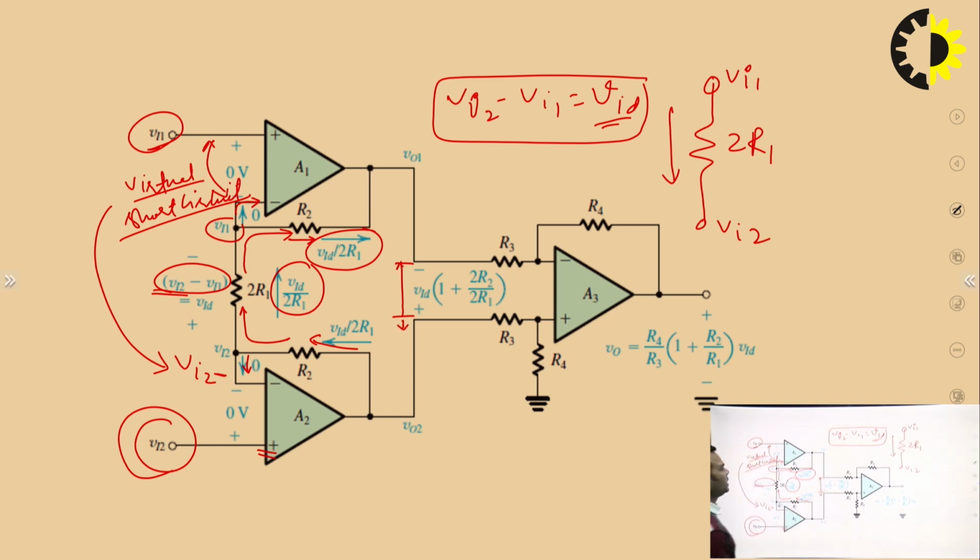If I am considering the output of this amplifier as VO1 and the output of this amplifier as VO2, we will try to find out the difference of VO2 and VO1. The simplest way is to apply KVL, Kirchhoff's voltage law, which states that the algebraic sum of voltages in a closed loop is equal to 0.